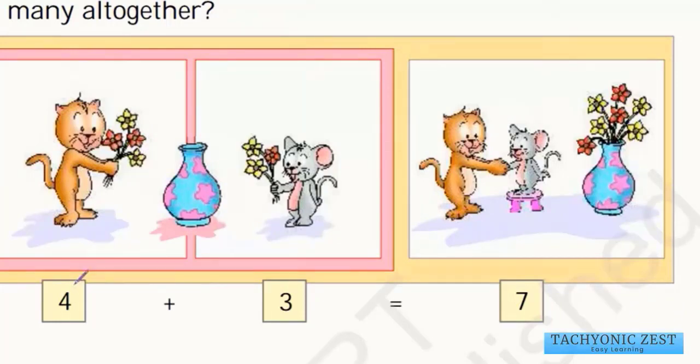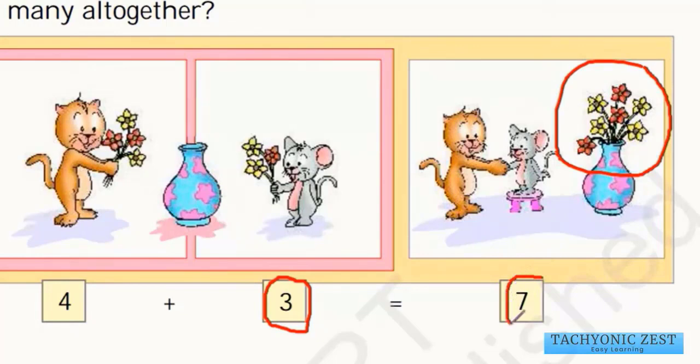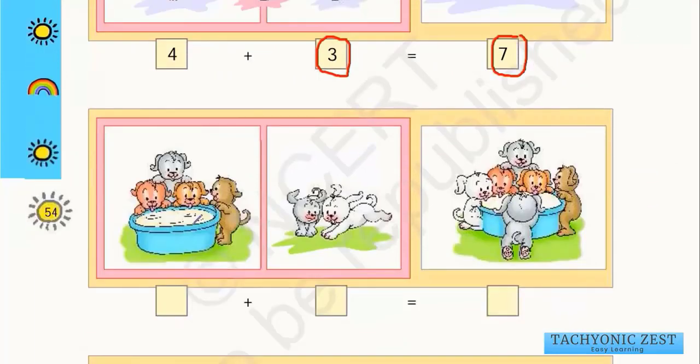So here at first there are 4 flowers, then we are adding few more flowers. How many flowers we are adding? 1, 2, 3. So then we are adding 3 more flowers. So what is the total number of flowers that we are getting here? The total number of flowers are 1, 2, 3, 4, 5, 6, 7. So finally we are getting 7 flowers. So at first there were 4 flowers and we are adding 3 more flowers with that. So the final answer we are getting is 7.